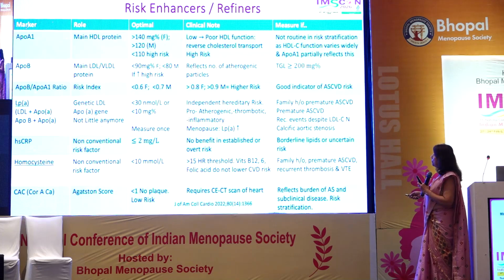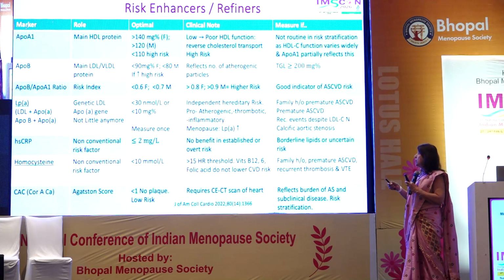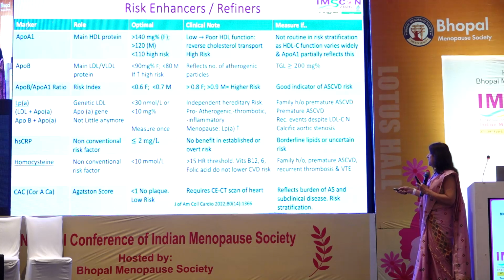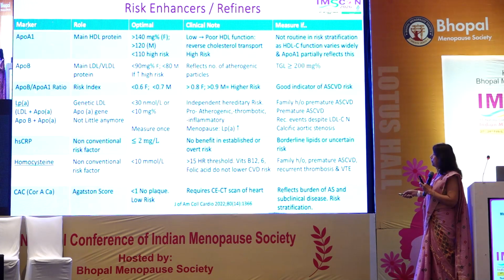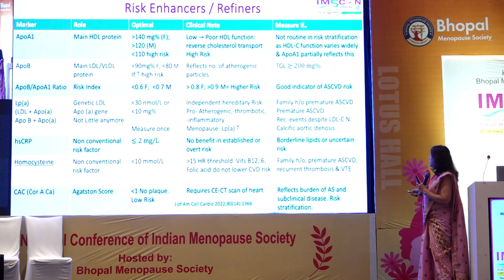Then you have the ApoB to ApoA1 ratio, which is a good indicator of ASCVD risk. Then we have lipoprotein little a. The little a is different from the big A. Now this one is actually an LDL particle to which a small protein called apo little a is attached. So you see it is a double killer. It has LDL with ApoB and an ApoA. Because of this, it is an independent hereditary risk. It is pro-atherogenic, pro-thrombotic, pro-inflammatory.